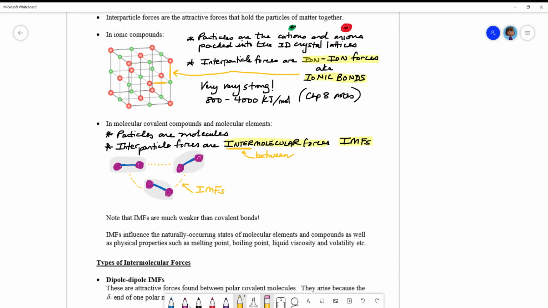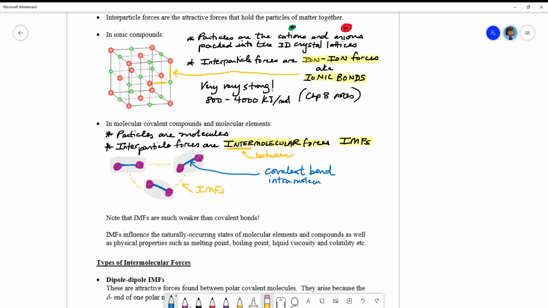Now, in contrast, I should note that the blue line between our atoms represents a covalent bond. So that's a covalent bond. And we never want to mix up covalent bonds with intermolecular forces. Those are two distinct things. The covalent bond holds the atoms together in the molecule. And sometimes we can think of a covalent bond as an intramolecular force.